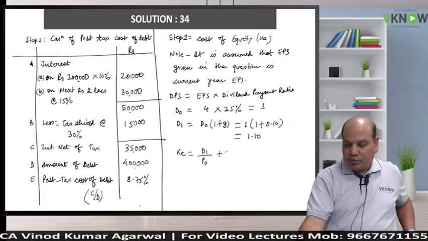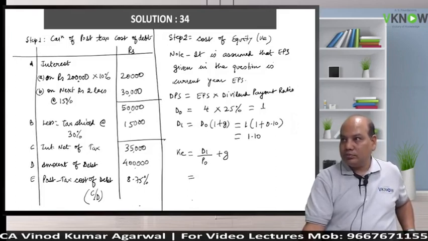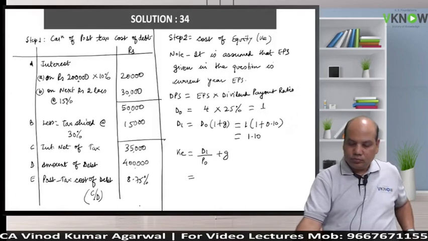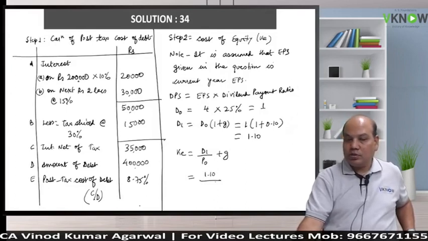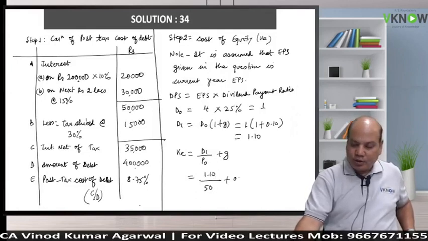So, cost of equity will be D1 by P0 plus G. D1 is 1.1. P0 is how much? 50 rupees. Growth rate is how much? 0.10, so 12.2% is right.